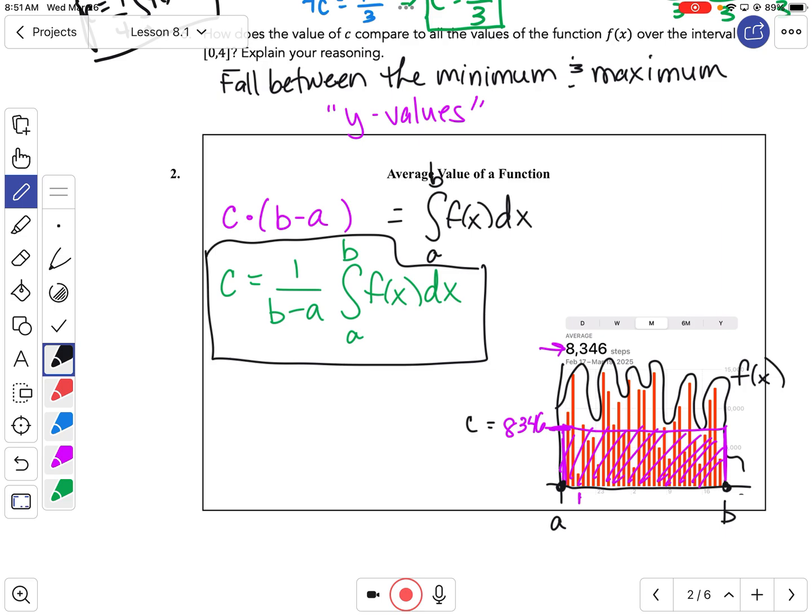That's it. That's your average value formula. So anytime they ask you for that, that's what we're looking for.